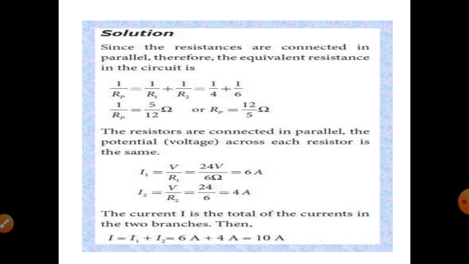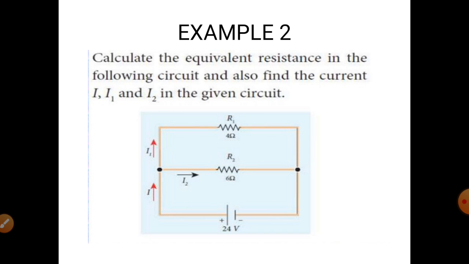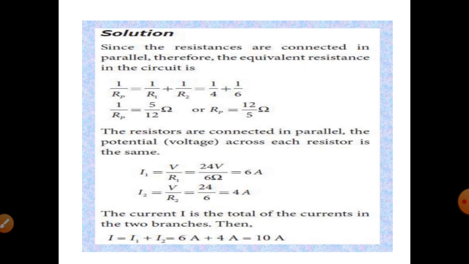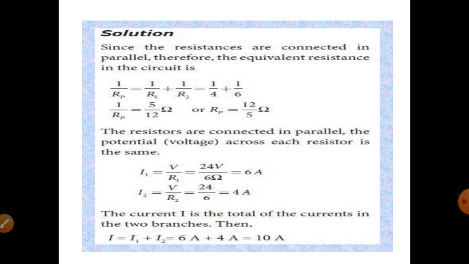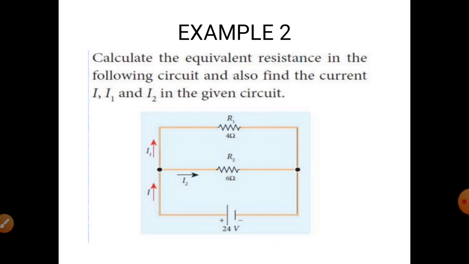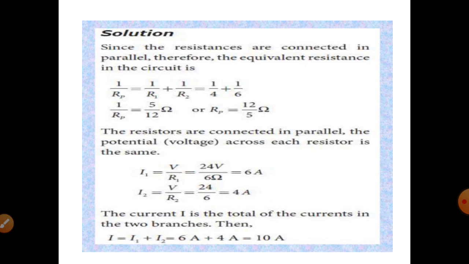I1 is equal to V by R1, I2 is equal to V by R2. I1 is equal to 24 divided by the value of R1, which is 4 ohm. The value is 6 amps. Next I2, V by R2: the value of V is 24, R2 is 6, 24 divided by 6 is equal to 4 amps. The total current I is equal to I1 plus I2, 6 plus 4 is equal to 10 amps. The total current.